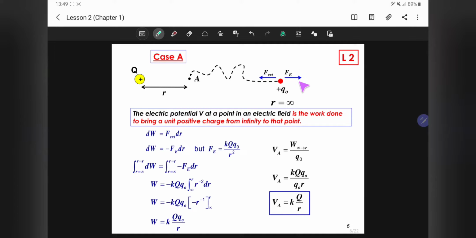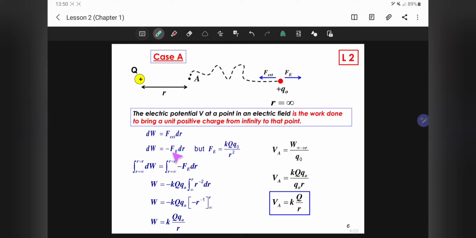So this is the amount of Fe. To move this test charge nearer to the isolated charge, the external force needed should be equal to Fe under equilibrium. According to this situation, work equals F dr. This is our external force applied. It must equal the electrostatic force, just in the opposite direction, isn't it? That is why we got a negative sign here.